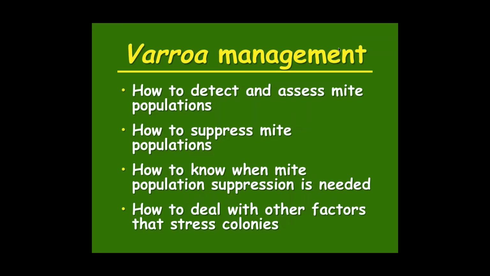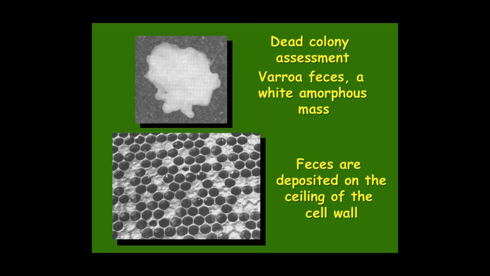So to do that, you need to know how to detect and assess mite populations. You need to know how to suppress those mite populations if you find them. You need to know when mite population suppression is needed, and you have to know something about the other factors that stress colonies and deal with them if need be. There's a number of ways to detect Varroa. I'm going to talk about two methods, one for dead colonies and one for live colonies.